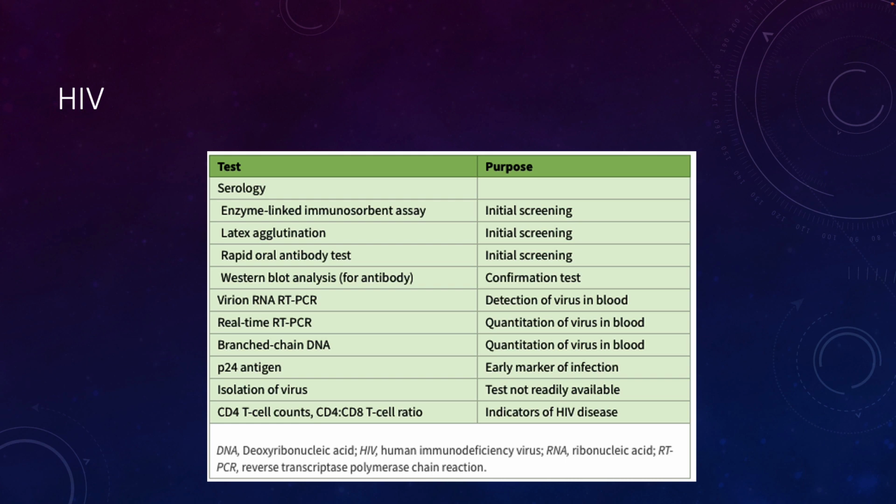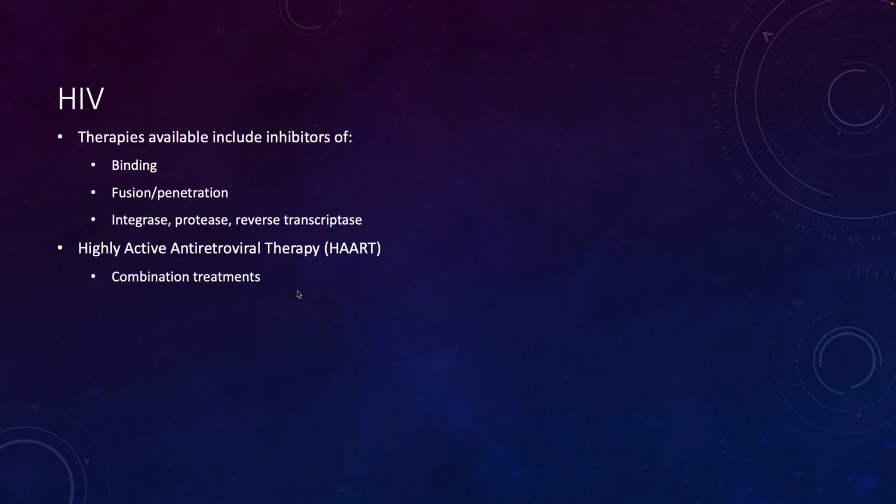But unlike in the 1980s, we now have therapies that are available. And as I asked you to think about at the beginning of this, some of the therapies include inhibiting where the cell binds. So can we block CCR5? Can we prevent fusion or penetration? So interfering with, again, CCR5 or the HIV protein GP120. Can we inhibit the virus's integrase, proteases, or the reverse transcriptase? So now patients who are diagnosed with HIV will generally be prescribed what's called HAART, highly active antiretroviral therapy, which are some combination therapies.